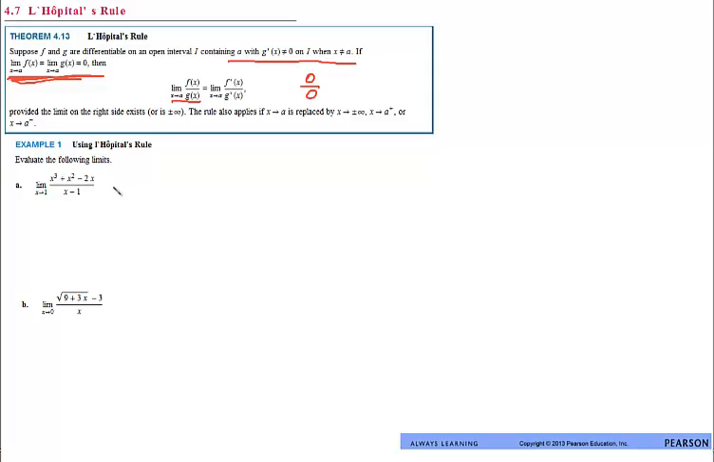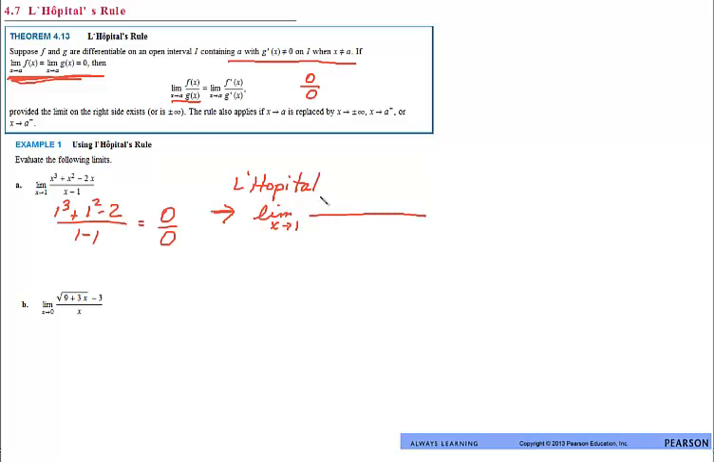Alright, let's first look to see if we can find this limit. We're going to try direct substitution. I will get 1 cubed plus 1 squared minus 2 over 1 minus 1. I'm going to get some 0 over 0 form. Therefore, I can use L'Hopital's rule. And I am going to take the derivative of both f and g and see if I can find the limit then.